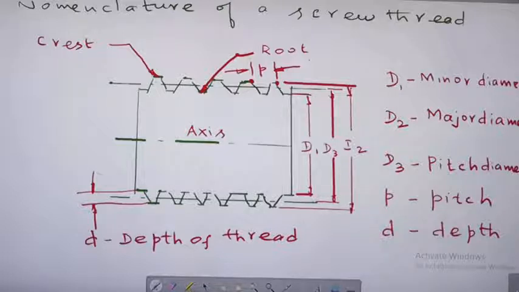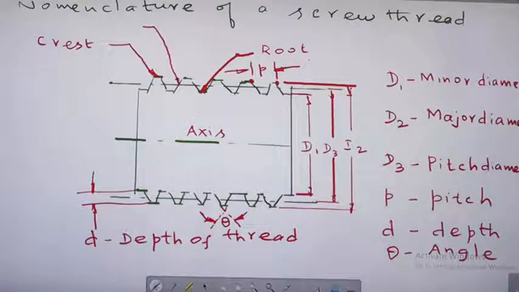Angle of the thread. The included angle between the sides of the thread is called angle of the thread. This is one side. This is another side. That included angle is angle of the thread, theta. These are the sides of the thread. So these are the elements of a screw thread or nomenclature of a screw thread.